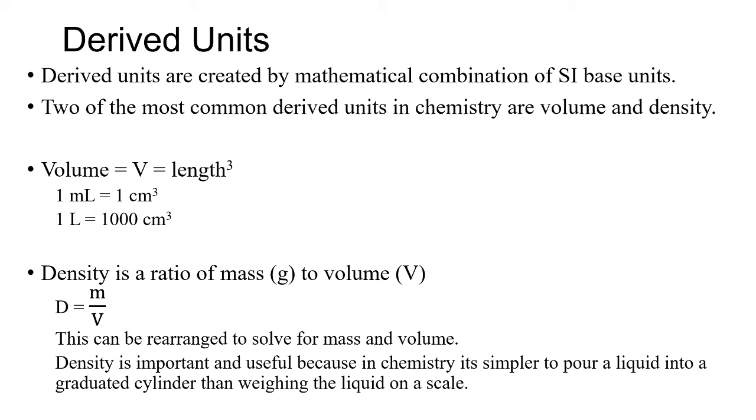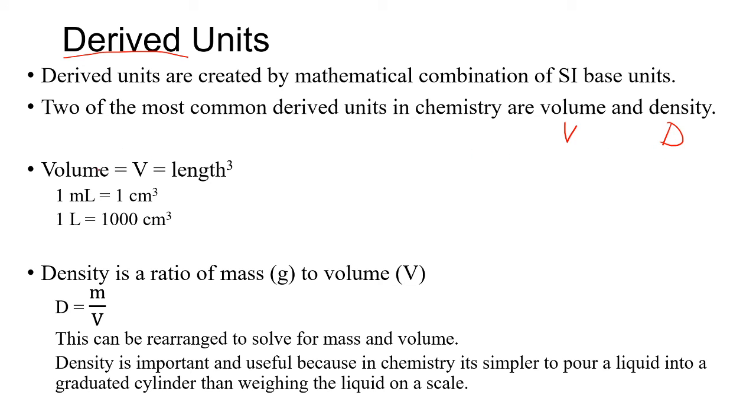Now, the base units are the ones that we just discussed. However, scientists and chemists can do math with certain units to give us units that maybe are more useful. And these units are derived. They're derived because you have to do a mathematical combination or computation to arrive at whatever those units might be. So in chemistry, ones you'll see a lot of, volume, believe it or not, is a derived unit, and density is another derived unit.